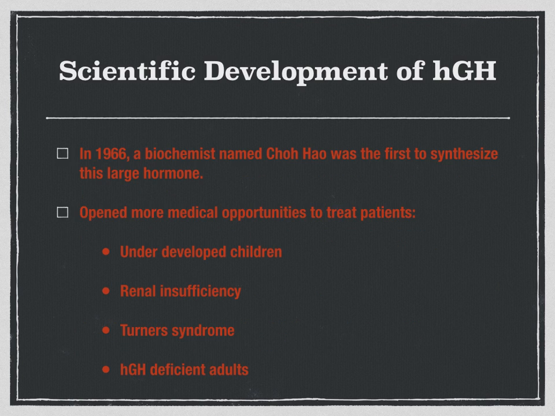The scientific development of hGH. In 1966, a biochemist named Choh Hao Li was the first to synthesize this large hormone. The newly synthesized form of hGH opened the door to more opportunities in terms of using the hormone to treat various medical conditions. Underdeveloped children were treated again without the risk of developing Creutzfeldt-Jakob disease. It was used to treat children with renal insufficiencies, Turner syndrome, and hGH deficient adults were also treated to promote growth and strength in them.